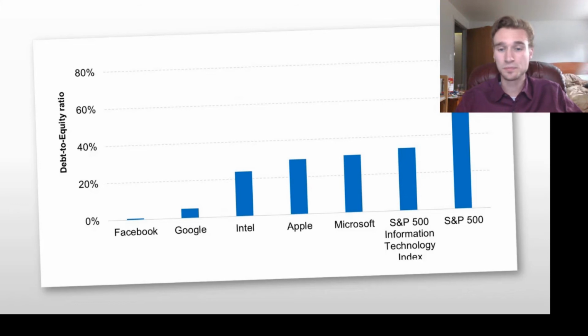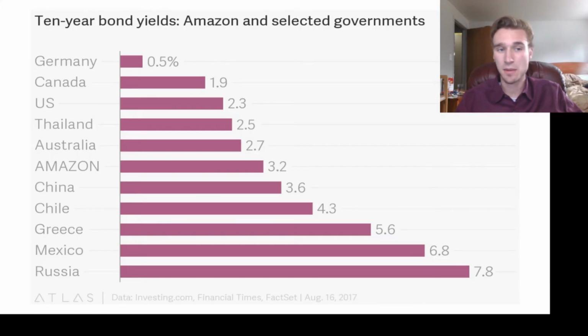So there is an exception, though. Amazon is not listed on this chart, but Amazon has a unique advantage over a lot of tech companies. As you can see in this chart here, they are able to borrow at a 3.2% interest rate, which is better than China, Chile, Greece, Mexico, Russia. That's saying a lot. This is an example when they borrowed $16 billion to buy Whole Foods back in late 2017. They borrowed that money at a 3.2% interest rate. So this is a comparative. If all these other countries borrowed that same amount, this is what they could borrow it at.